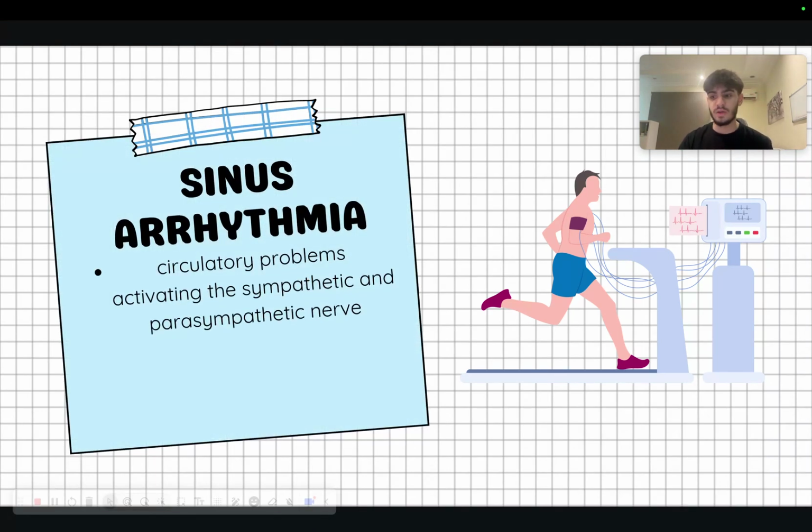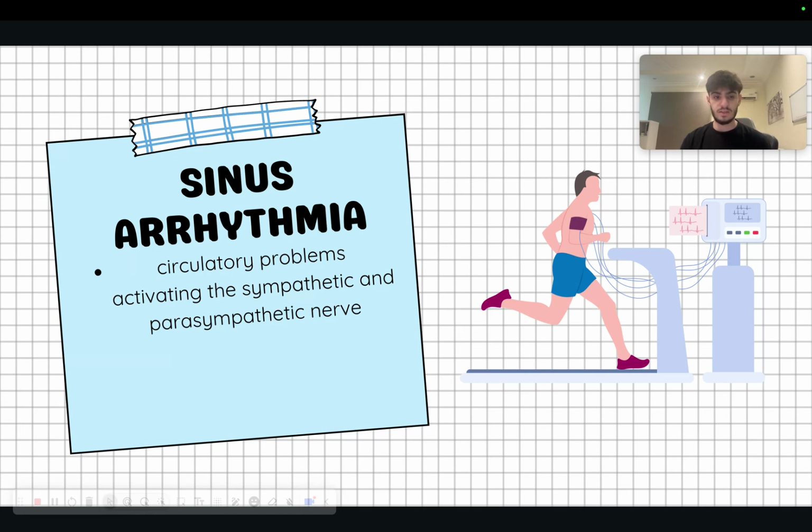Now, sinus arrhythmia. The sinus arrhythmia can get a bit confusing, but let me explain how it works. So, what happens in sinus arrhythmia? What's the issue over here? As I wrote here, circulatory problems activating the sympathetic and the parasympathetic nerve. Now, let me explain it with an example. And the doctor mentioned this example in our lecture as well.